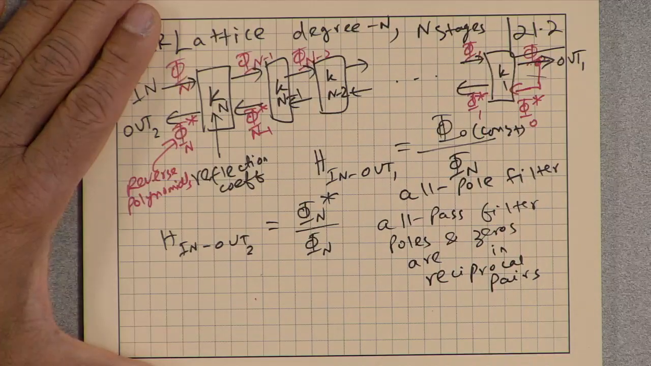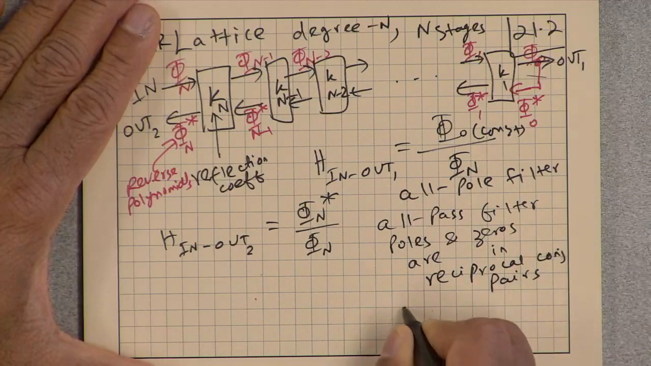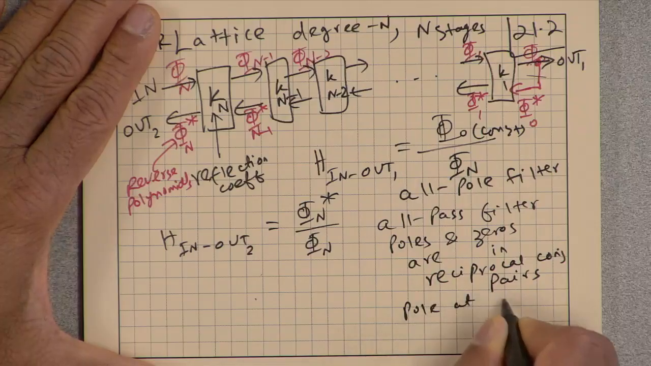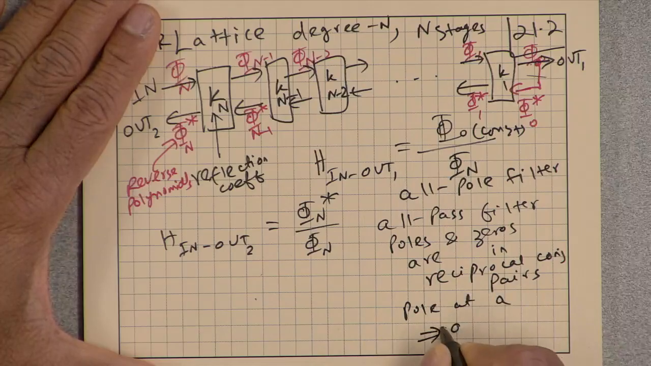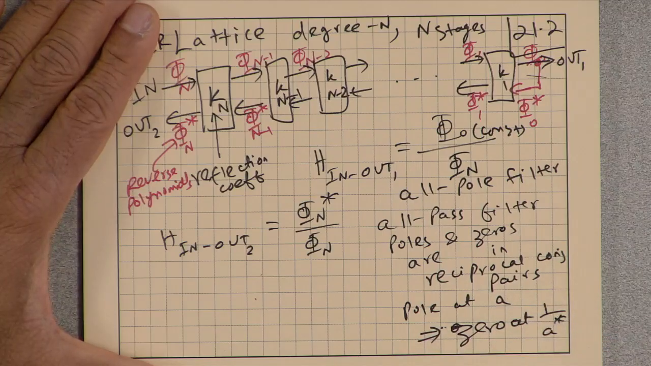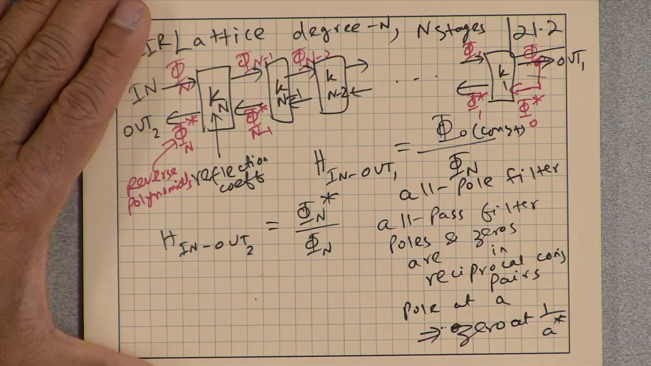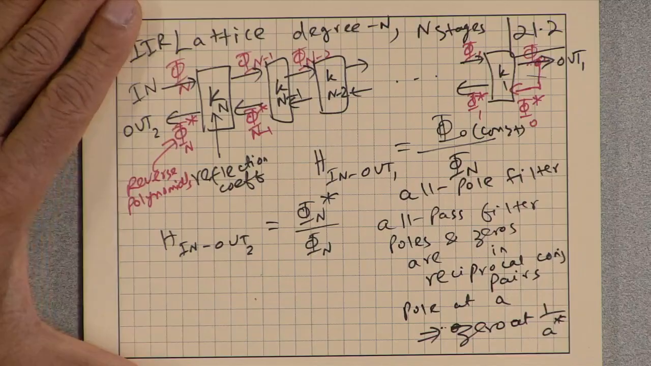Okay, so if a pole is at, I think it's reciprocal conjugate pairs. So that means a pole at A implies a 0 at 1 over A conjugate. Okay. So that's the property of all pass filters. That means the numerator polynomial is the reverse of the denominator polynomial.